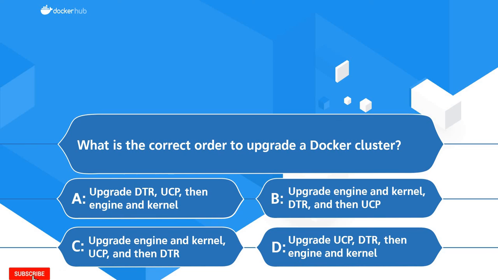And the correct answer is C. Upgrade engine and kernel, UCP, and then DTR.